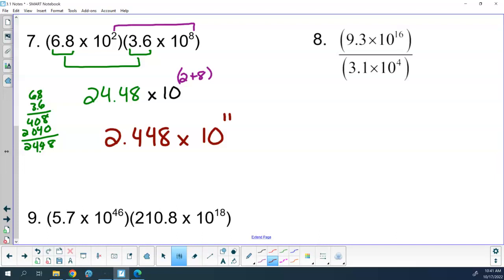You try the next two. So here in number 8, the first thing that I'm going to do is divide those two numbers. 9.3 divided by 3.1 is 3. Then I'm going to subtract those two exponents. 16 minus 4 is 12. So we're left with 3 times 10 to the 12th.